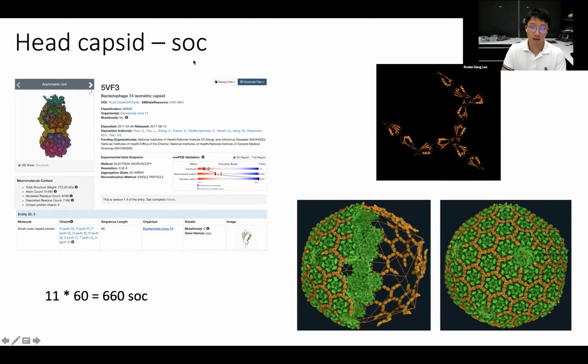SOC is isolated from this big complex again. We use the 11mer to build the capsid to keep the subtle orientation details the same as that in the complex. In total, 60 of these 11mers are used. So there are in total 660 SOC.